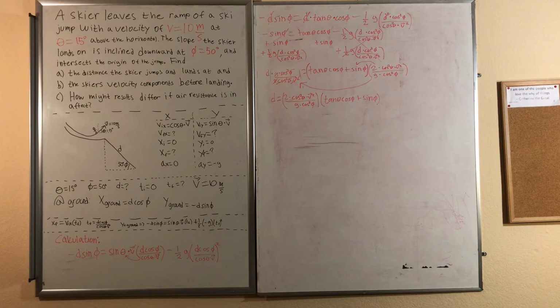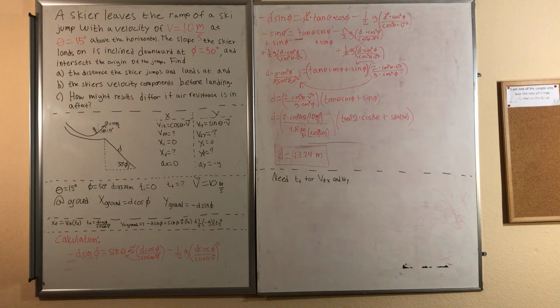Now we can plug in to find the value for d. So d equals 2 times cosine of 15 squared times 10 meters per second squared divided by 9.8 meters per second squared times cosine of 50 squared, all times tan 15 times cosine 50 plus sine 50. Calculating this all out, we get d to finally equal 43.24 meters. With that, part A is solved. Write in d equals 43.24 meters.